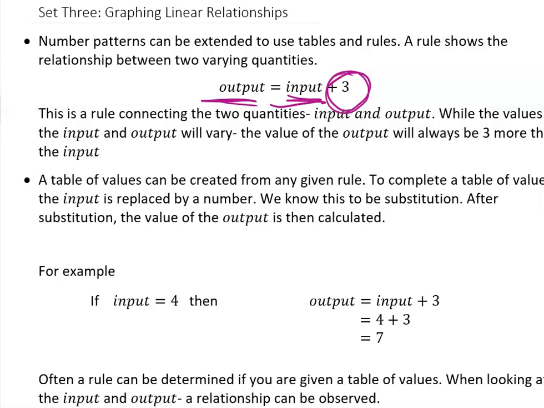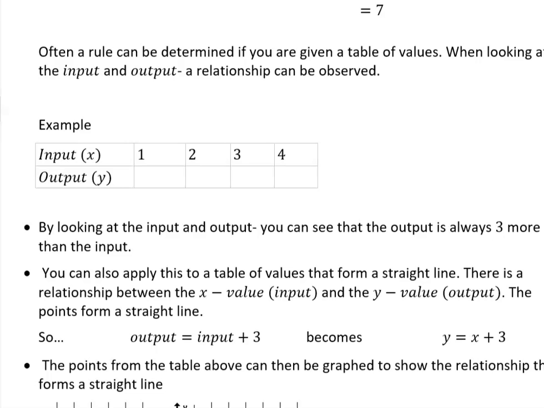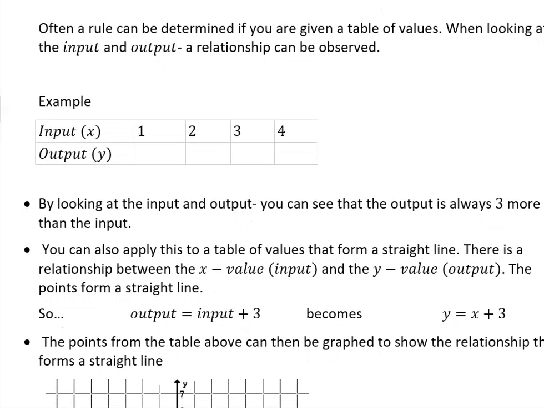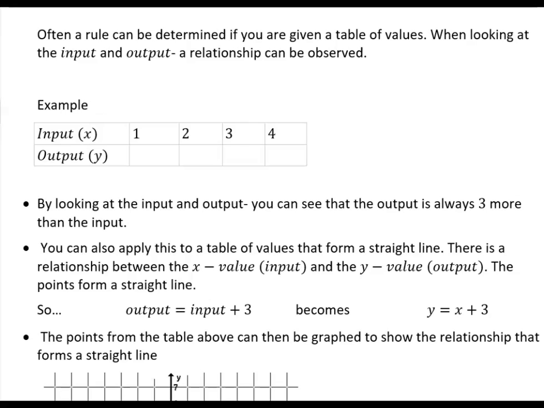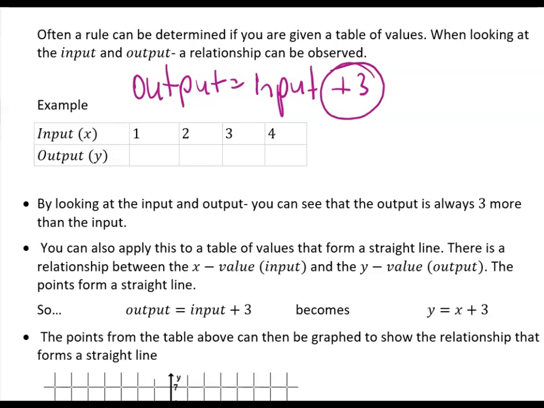Okay, so let's have a look at this table of values. And let's apply the same rule that we just looked at. So our rule was our output is equal to our input plus 3. Okay, so whatever our input is, we add on 3 and we get our output. So our input is 1, let's add on 3, we get 4. Our input is 2, let's add on 3, we get 5. Our input is 3, let's add on 3, we get 6. If our input is 4, we add on 3 and we get 7.